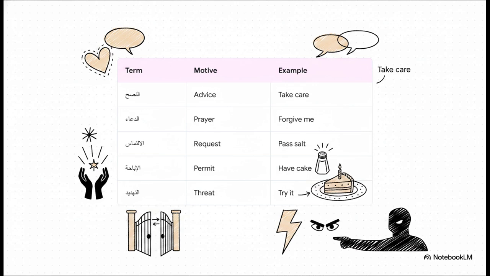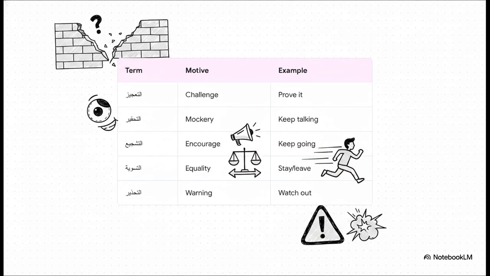Fourth is permission. Go ahead, take a seat. You aren't commanding them to sit, you're just lifting the restrictions so they feel comfortable. And fifth, the threat. Imagine the heavy, dark tone here. Go on, try it. Grammatically, sure, you're telling them to do the action, but psychologically, you are promising severe consequences if they actually go through with it.